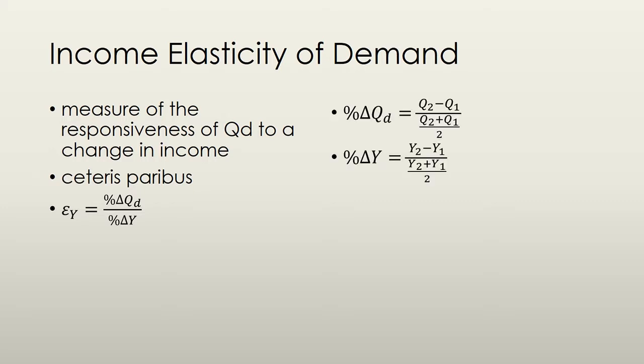We calculate the percent change in quantity demanded in the same way that we did for the price elasticity of demand. We take the difference between the quantities and divide it by the average quantity. In the same way, we calculate the percent change in income by finding the difference between incomes and then dividing that number by the average income.